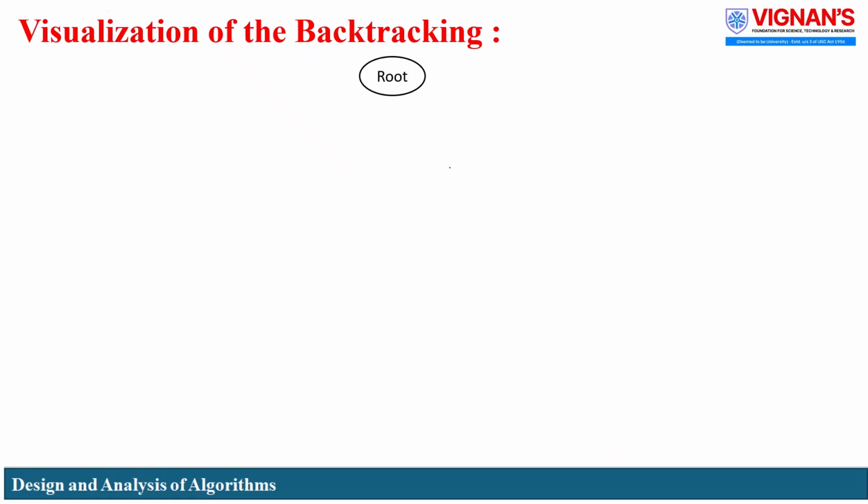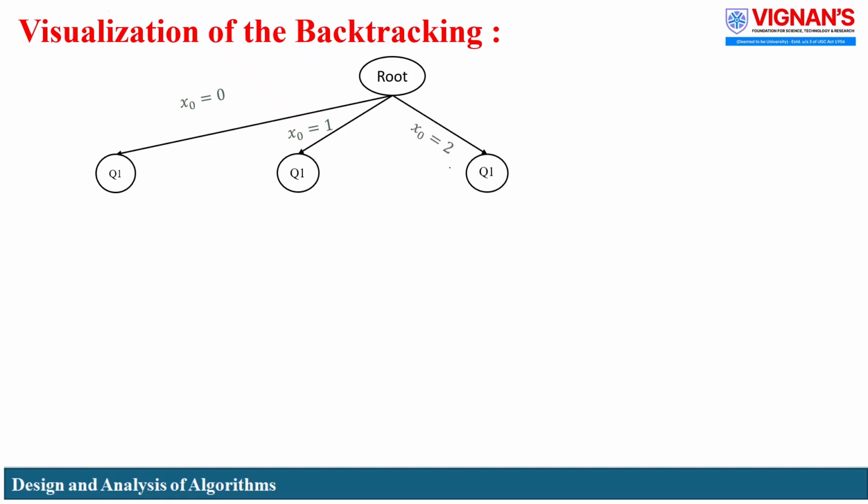The branch x equals 0 indicates that Q1 is placed in column 0. The branch x equals 1 indicates that Q1 is placed in column 1. The branch x equals 2 indicates that Q1 is placed in column 2. The branch x equals 3 indicates that Q1 is placed in column 3. At the second level, each node labeled Q2 represents the placement of the second queen in row 1, subject to the constraints imposed by Q1.